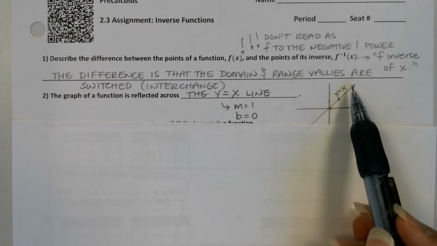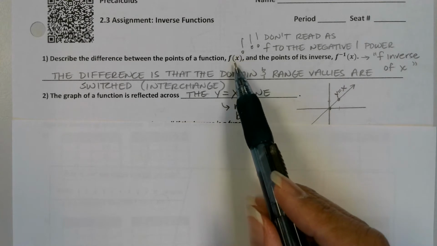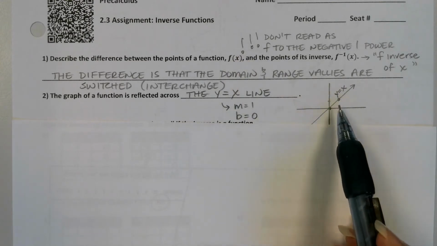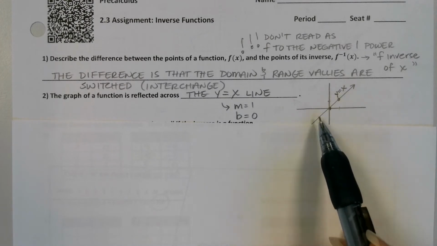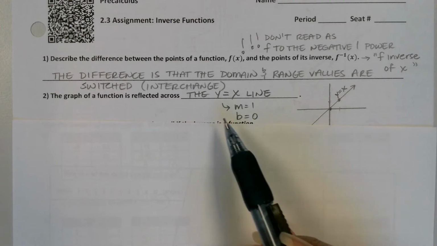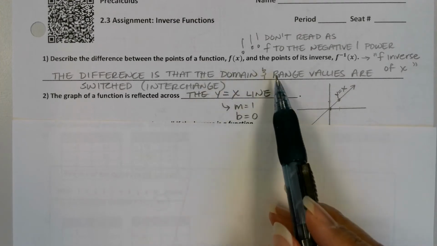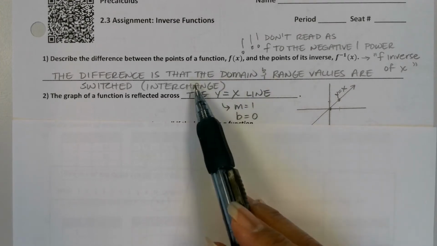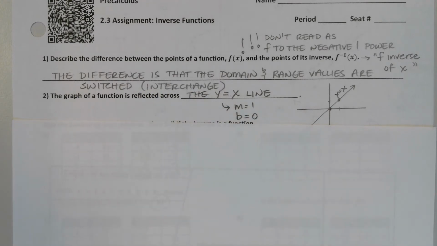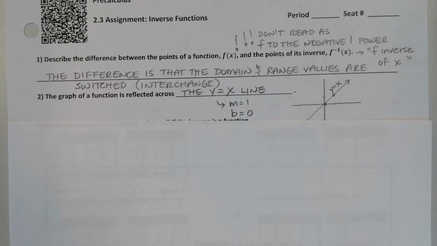So anytime we have a graph of f of x on a grid, and I ask you to find the f inverse, what you're doing is reflecting over this y equals x line. That causes your domain and your range values to interchange or switch. So let's look at what that does to our tables. Okay, let's look at tables.